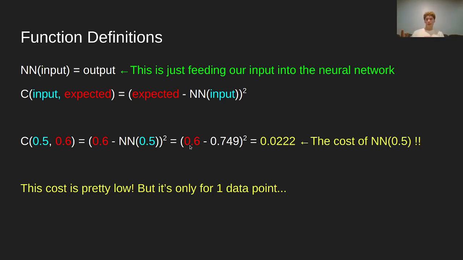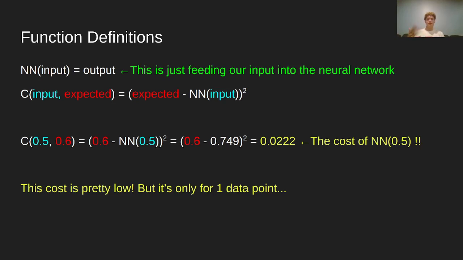And I mean, it did okay. If you really look at it, it was supposed to take in 0.5 and give 0.6, and it took in 0.5 and then gave 0.75-ish, which is pretty close to 0.6, so it's kind of reasonable.